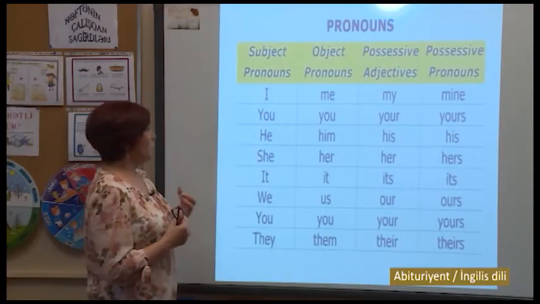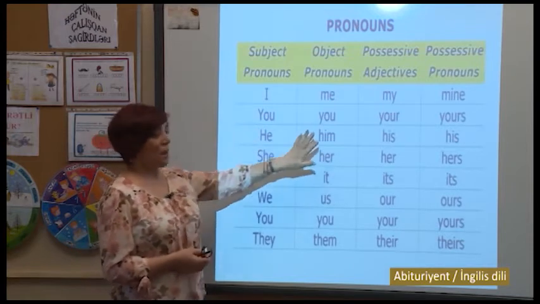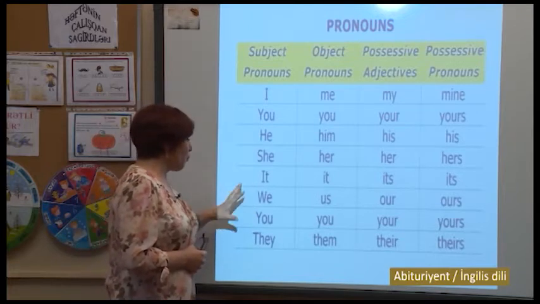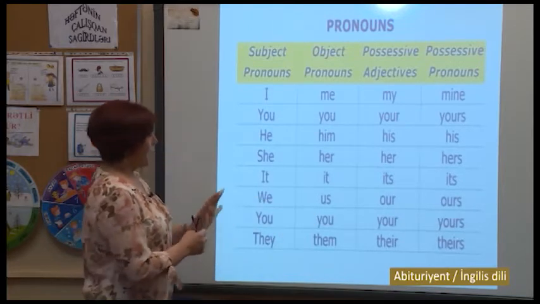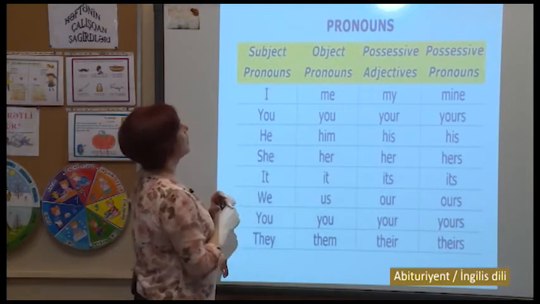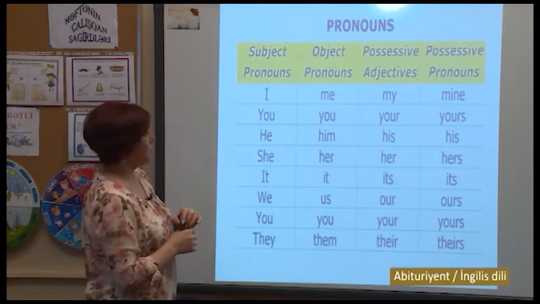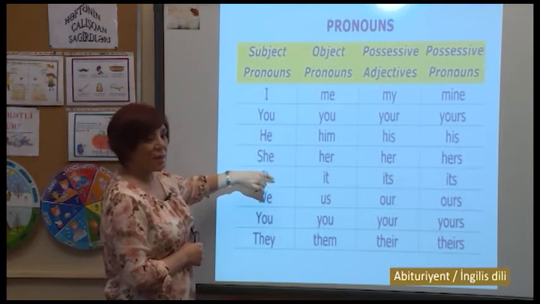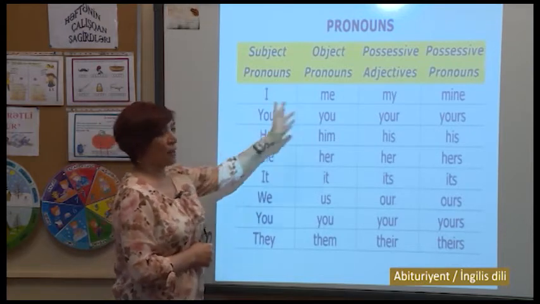The second difference is that object pronouns can be used with prepositions. We never say about I, we say about me. We don't say for he, we say for him. And we don't say for we, we say for us. If you pay attention to this table, you see that two personal pronouns, you and it, have the same forms as subject and as object.